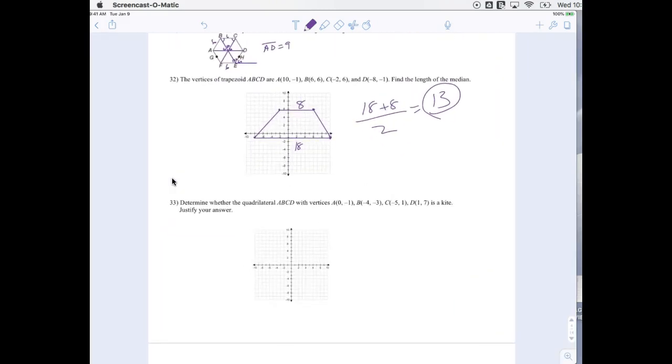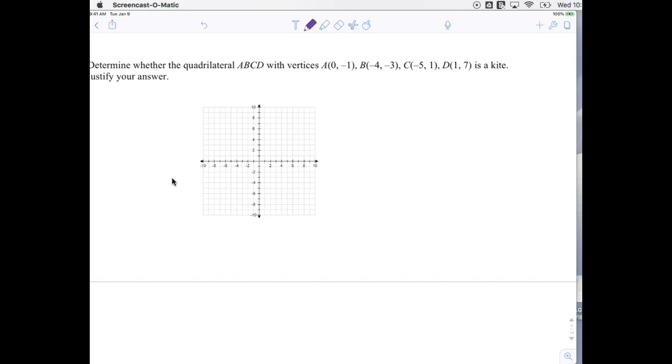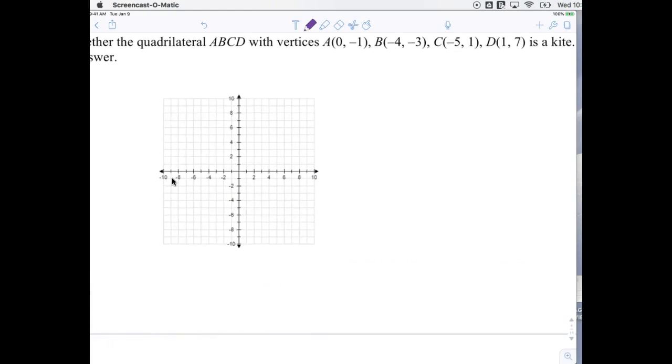Somebody else. I like it, guys. Yes. 33. Show whether the quadrilateral has vertices of a kite. So a kite, remember, you just need consecutive sides to be congruent. You with me? So we're going to draw this out. All right, 0, negative 1, negative 4, negative 3, negative 5, 1, and 1, 7.